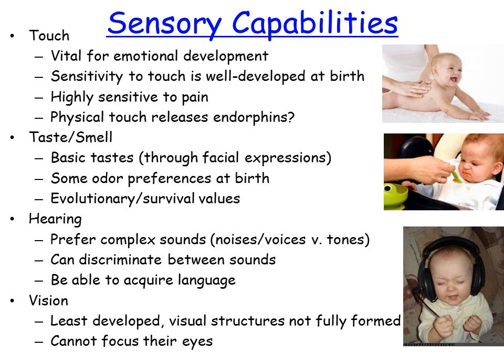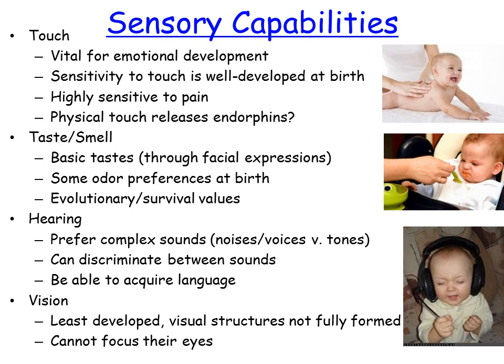And psychologists believe that physical touch actually releases endorphins, which is the feel-good neurotransmitter. So touch there is very well developed. Taste and smell, we know that they have basic taste, and we know that through their facial expressions. They have some odor preference at birth, and a lot of psychologists believe it was for survival skills evolutionarily.